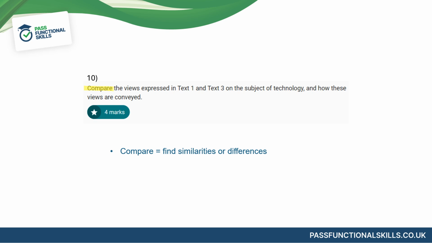So the first thing, where our first 2 marks come from, is a detailed comparison of the views expressed in text 1 and text 3 on the subject of technology. So views just refers to points of view, or in other words, opinions. So what are the opinions of the authors of text 1 and text 3 about technology, and are these similar or different across the 2 texts? That's our first 2 marks. Our next 2 marks, and often what people find slightly harder with this question, is how these views are conveyed. Now this just means the methods the writers use to put across their views.